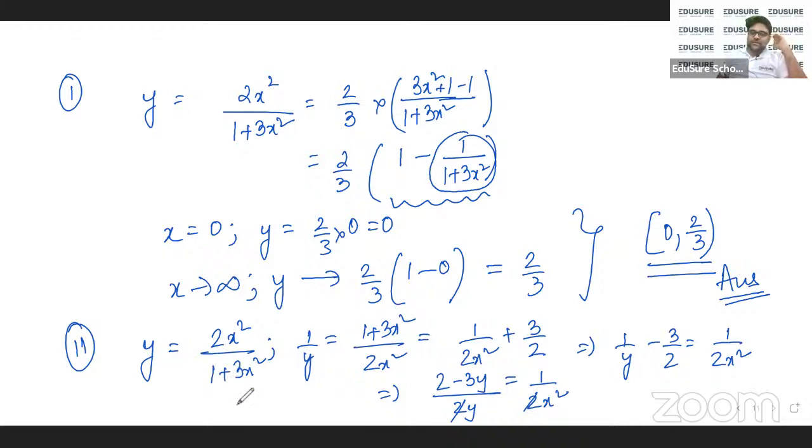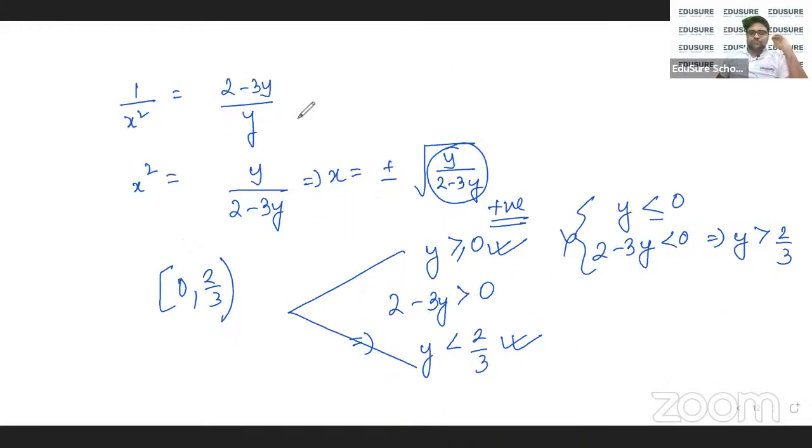This is the inverse way, wherein I find out the inverse. Then I find out the domain for this. Domain is under the root, it has to be a positive number. Now, either numerator and denominator are both negative, but both negative is not possible. So both are positive, which means y less than 2 by 3 and y greater than or equal to 0. So between 0 to 2 by 3. Again, I got the same answer.